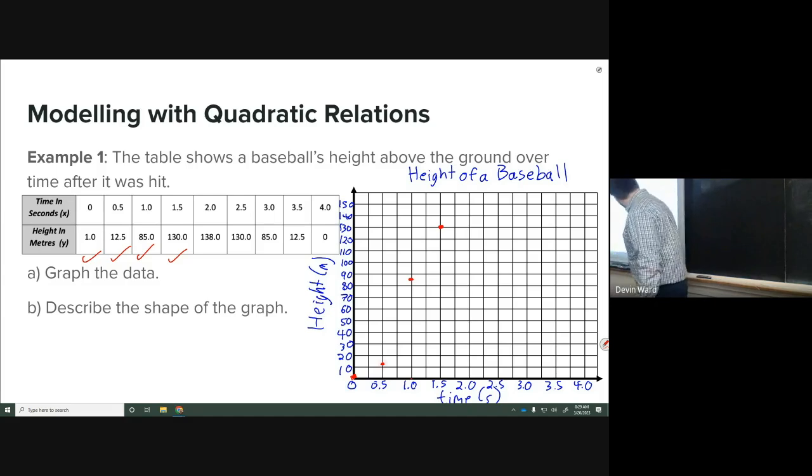Now I'm going to be at 2 seconds, and we're going to go up to 138. So follow the 2 all the way up. So it won't quite be at the 140 line. I'll put it a little bit below.